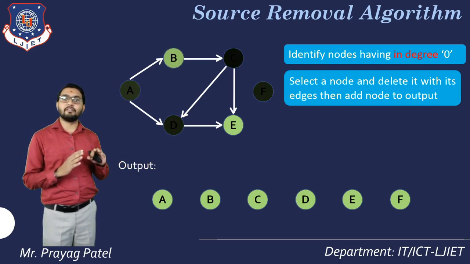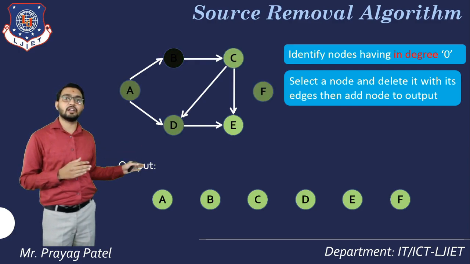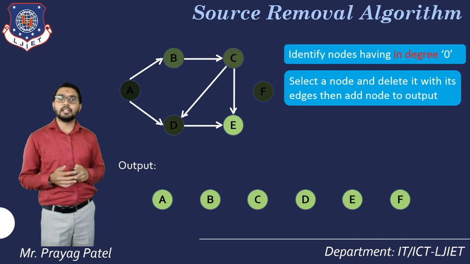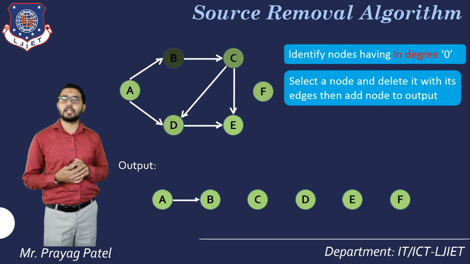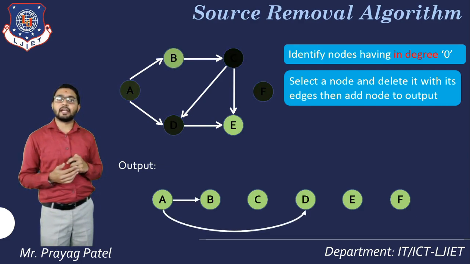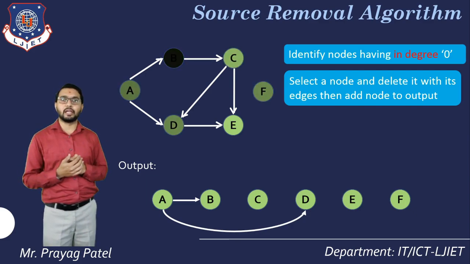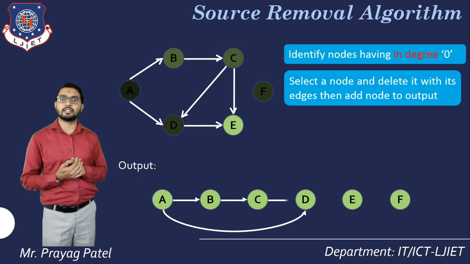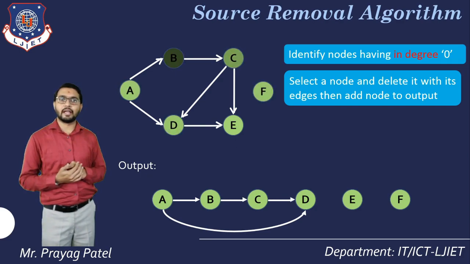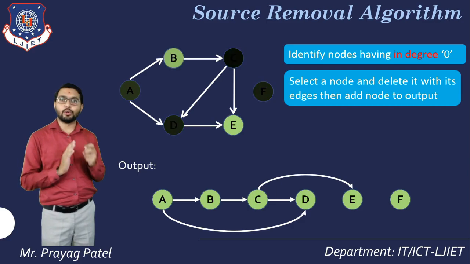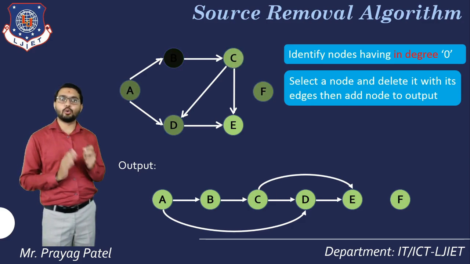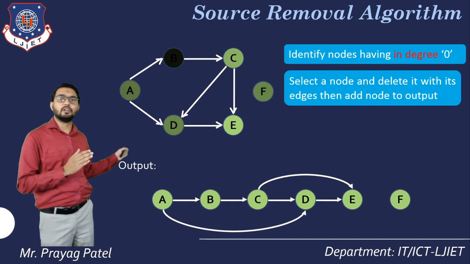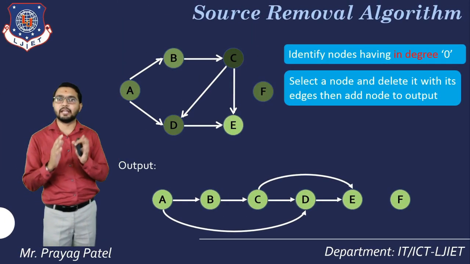Now to check whether this sequence is a topological sort order, we consider the edges one by one. Here the given nodes are in the sequence A, B, C, D, E, F. In this, consider the edges one by one. The first edge is from A to B. The second edge is from A to D in the given graph. Next edge is from B to C. Then the next is C to D. The next edge is C to E. Then D to E. So these are some of the edges available in the graph.